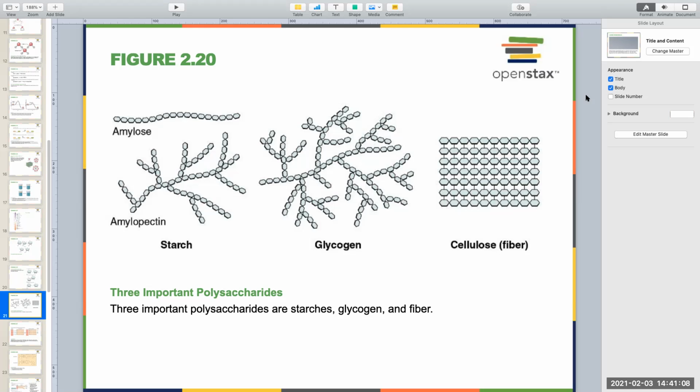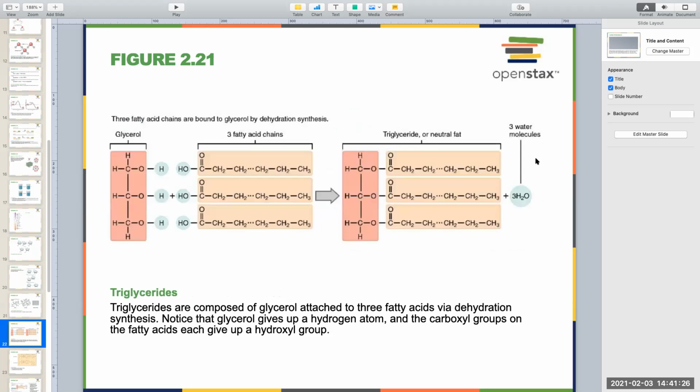Okay, like I said, glycogen is important because that is the way our bodies store glucose for times of need. And then starches are how plants save their sugars for times of need, and we just ingest those. Those are found in things like potatoes and things of that nature. Let's keep going. Okay, so we talked about carbs, right?